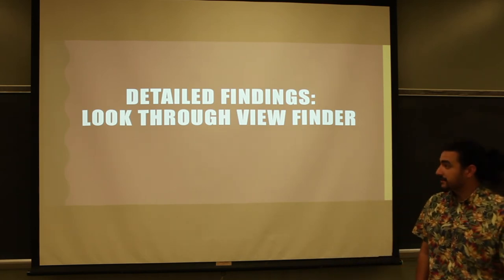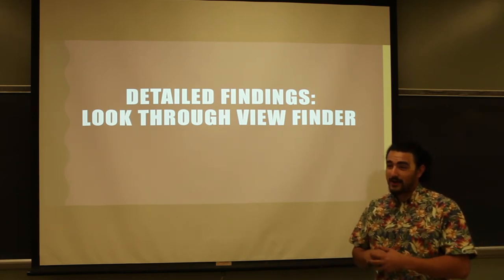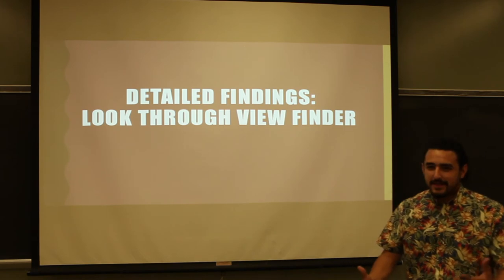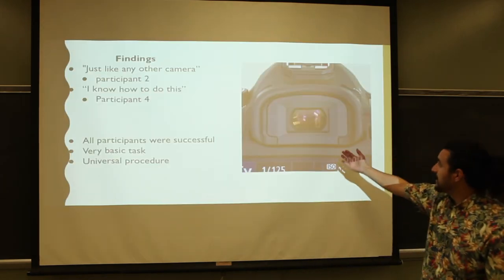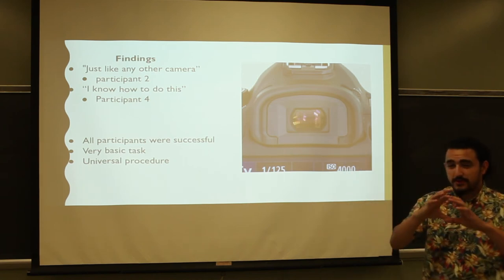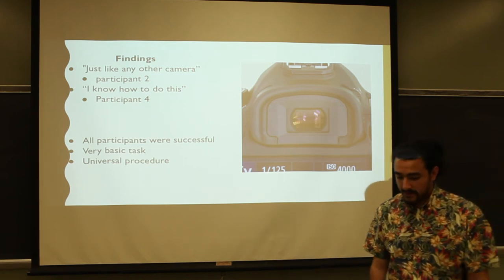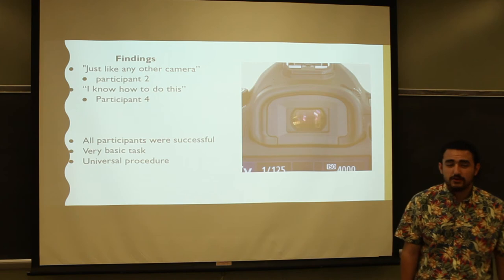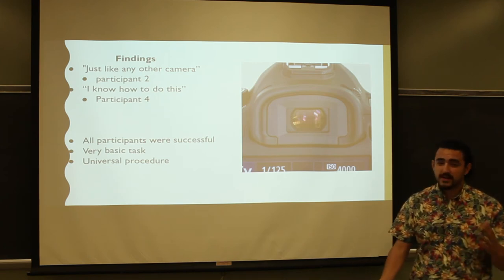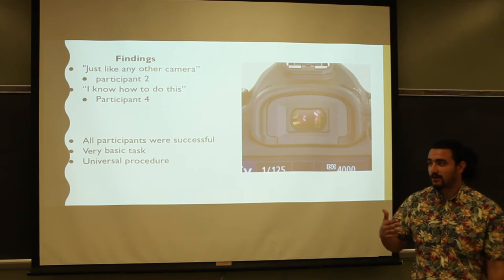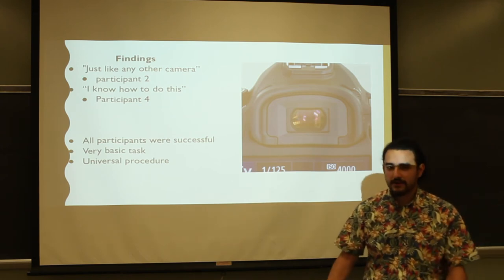Looking through the viewfinder, obviously you have to look at what you're going to be taking a photo of. This camera has a viewfinder, which looks like this. All you do is look through there and you'll be able to see what's in front of you. All participants were able to do that. They knew where to look through it. It's a very basic and universal task as well. All other cameras, no matter how expensive or how cheap they are, have a viewfinder of this form.